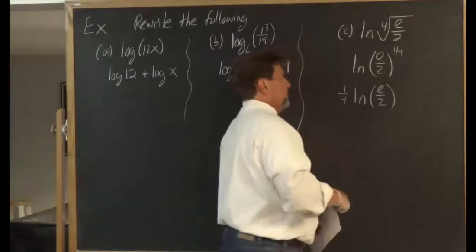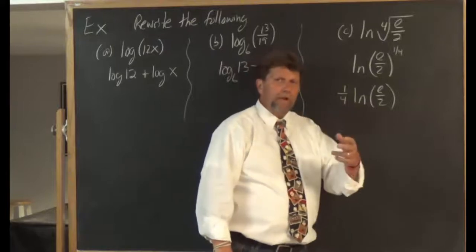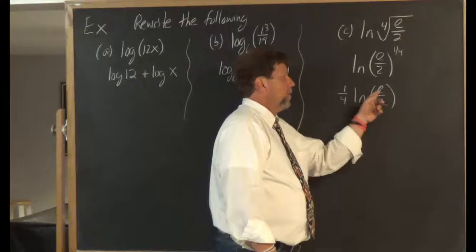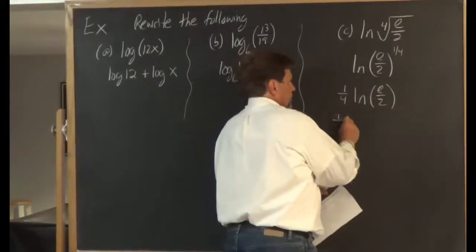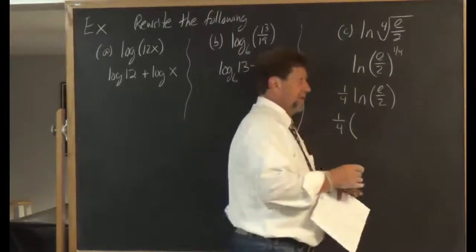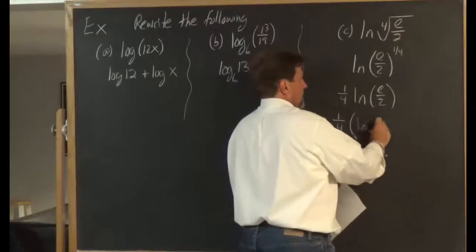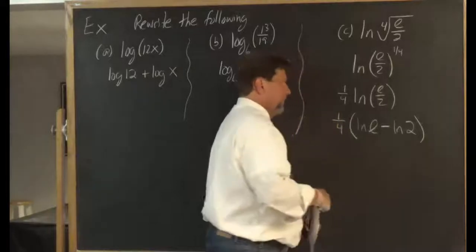And so I have 1/4 natural log of e over 2. Now I use the property that says when I have the logarithm of a quotient, I can rewrite it as subtraction. So this is 1/4, and I better put down a parenthesis so I don't make a careless mistake. So the natural log of e over 2 is the natural log of e minus the natural log of 2.